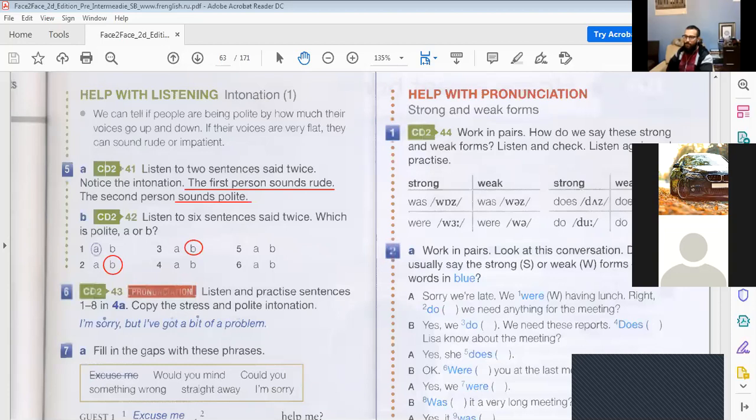Four. A. Could you help me? B. Could you help me?